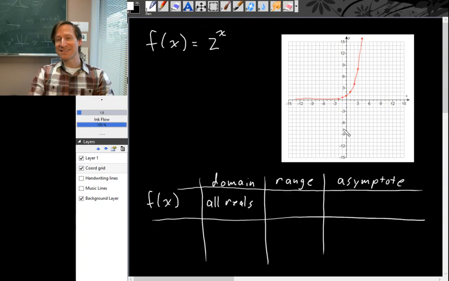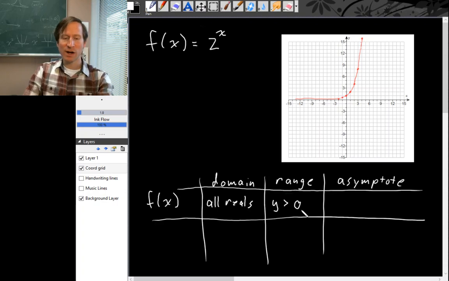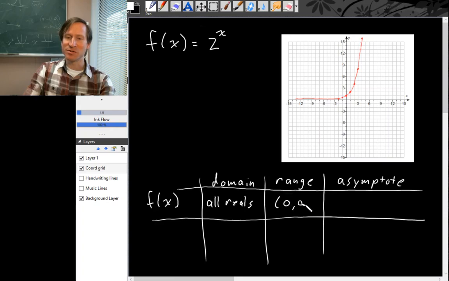This is in contrast to the negative outputs. So if you look at all of the negative y values, the graph never crosses any of the y values below y equals 0. And in fact, it never quite makes contact with y equals 0 either. So the range of this function is all y values greater than 0. Or I guess maybe a better way to write that would be to say that the range is the interval from 0 to infinity.